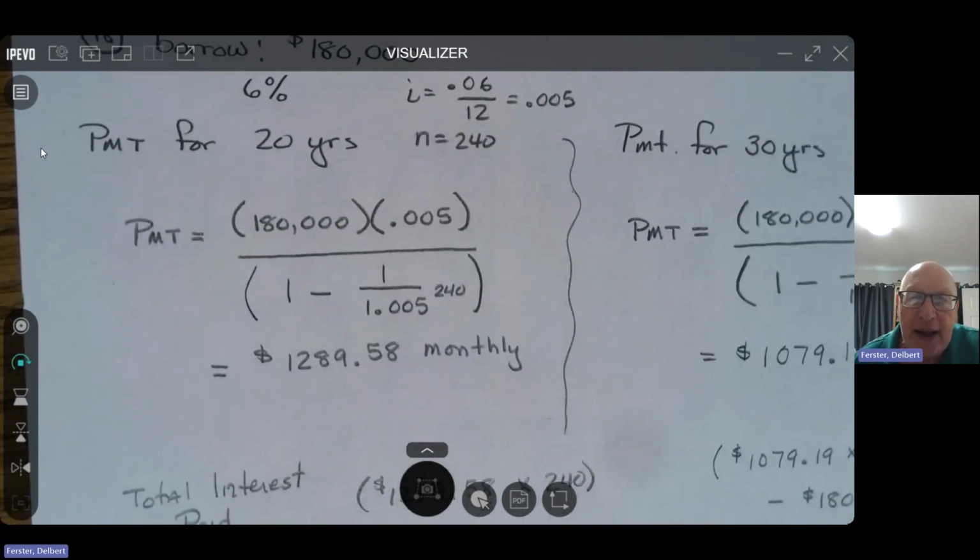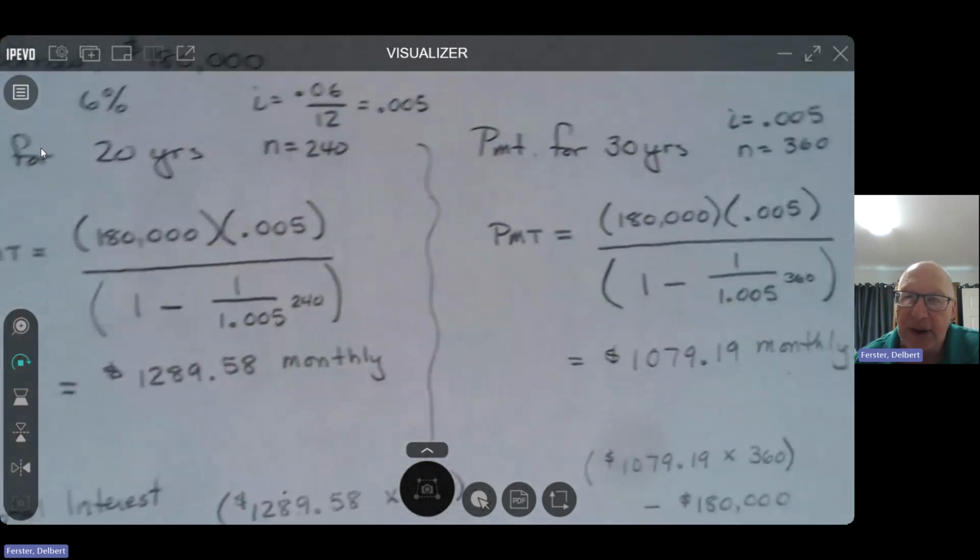All right, so it's $180,000 borrowed. 0.005 is the interest charge every month. So this one's 20 years, so 240, 20 times 12 for the number of payments. And you can do the arithmetic on your calculator. You find out that if that's the avenue you take, each payment is $1,289.58.